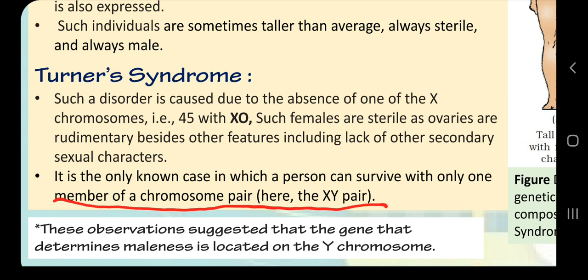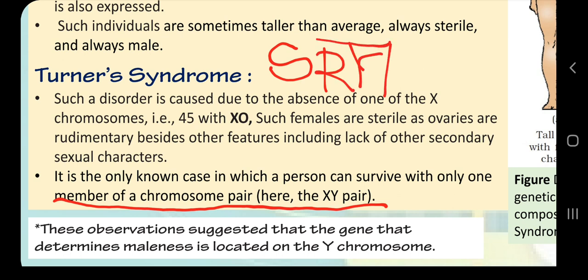Now, here I have pointed out this statement also, which I have discussed in case of sex determination. These observations suggested that the gene that determines maleness is located on the Y chromosome, and here is the name of that gene, which is called SRY, the sex determining region of Y chromosome. So this region or this loci is located on Y chromosome, which is a DNA which will transcribe into RNA, which will make proteins, as I have discussed in the topic mutation and pedigree analysis in my previous video, and they will result in maleness. It is a very complex process.